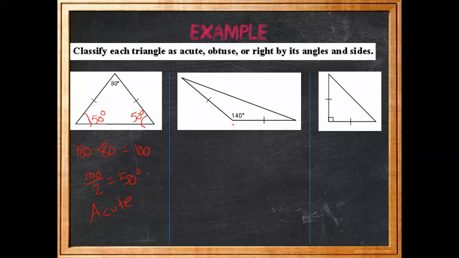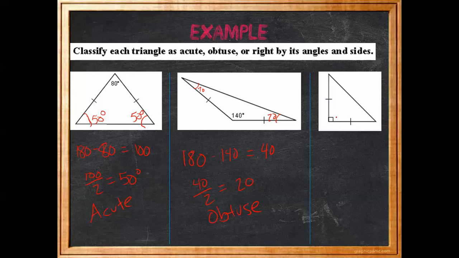In this one right here, we have one angle that's 140. This means this is an isosceles triangle, right? That means these two angles are congruent. So if we take 180 minus 140, that's 40. If we take 40 and divide it by 2, it gives us 20. So we know these are 20 degrees. We have two that are less than 90 and one that's more than 90, so this one is obtuse.